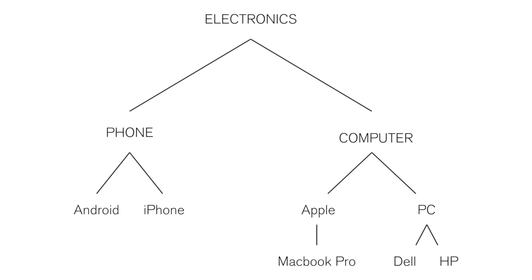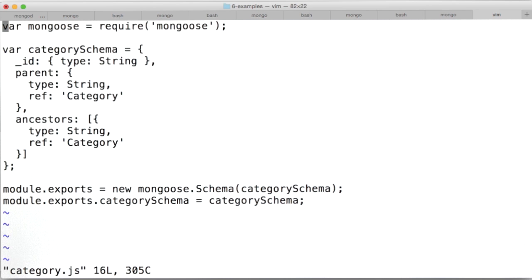The most efficient way to do this is to store an array with all of the ancestor categories in each category document. The ancestor categories are all the categories that are above the given category in this tree. For instance, the iOS category's ancestors are electronics and phones, so the document will have an array that contains electronics and phones. Here's how this schema looks in Mongoose.